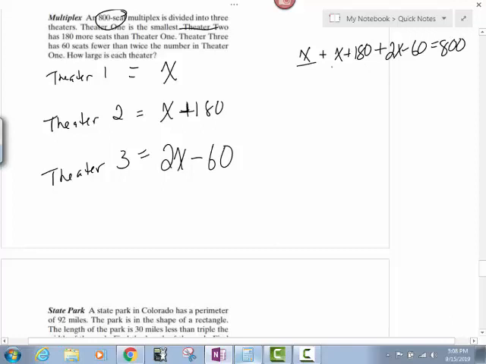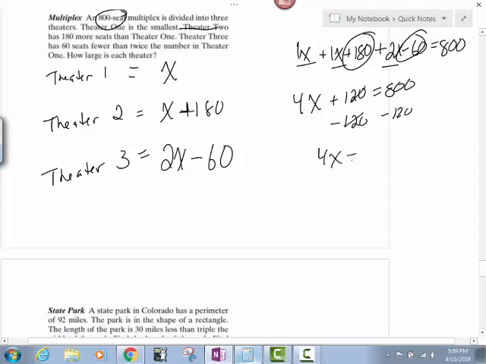Okay. Notice my letter X appears 3 times. So 1 is 2, plus another 2 is 4. Okay. 180 minus 60 is going to be a plus 120 equals 800. I need to subtract 120 from both sides. So 800 minus 120 should be a total of 680.